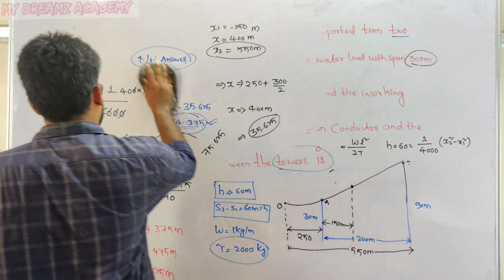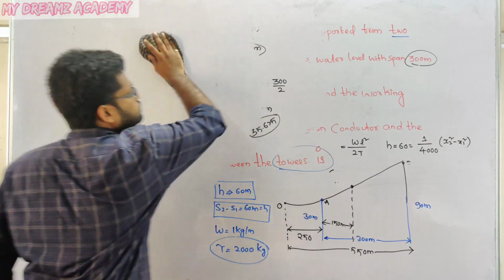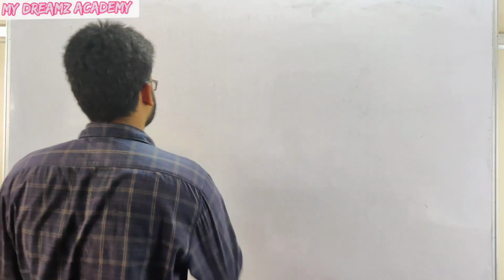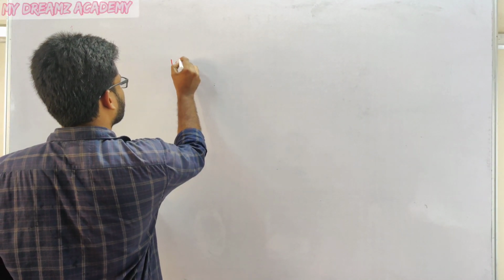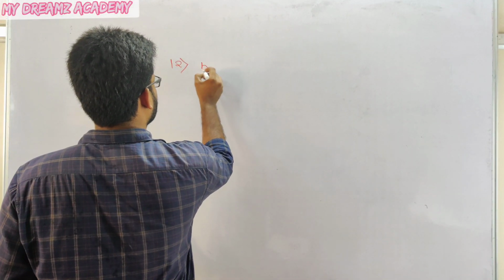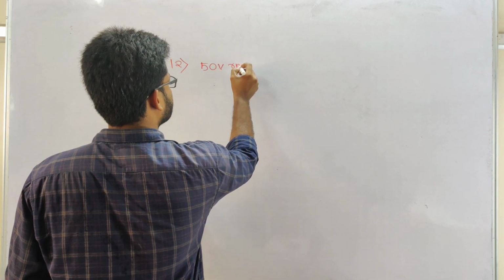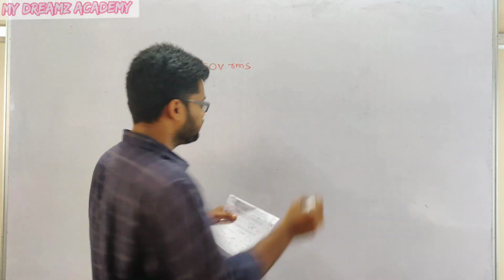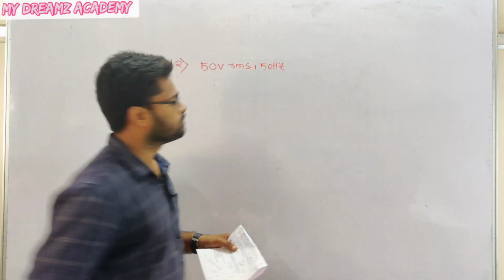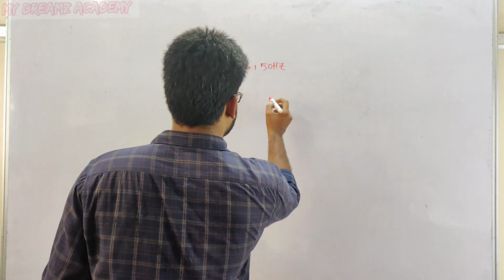And we are going to see the next question, that is the 12th question. The question is: an AC voltage of 50 volts RMS, this is RMS value, and 50 hertz frequency, we know Indian frequency is 50 hertz, is applied to a load consisting of two resistors.